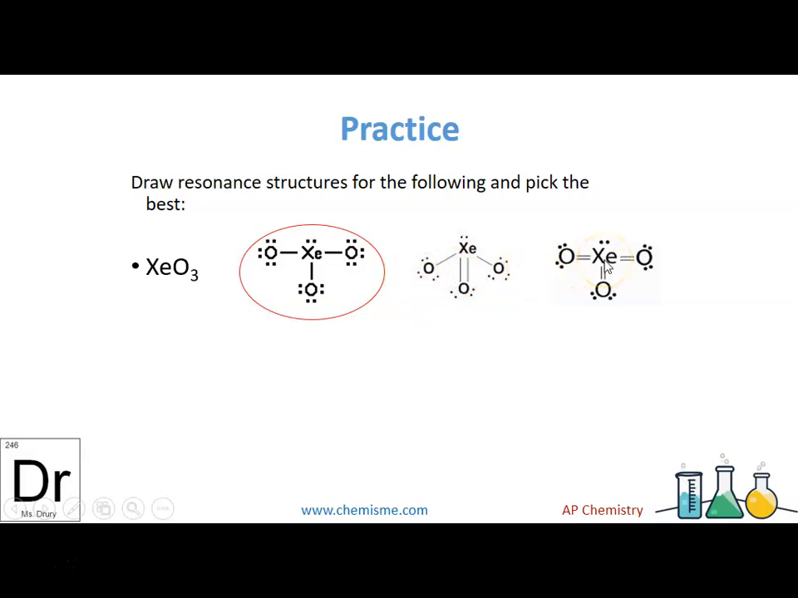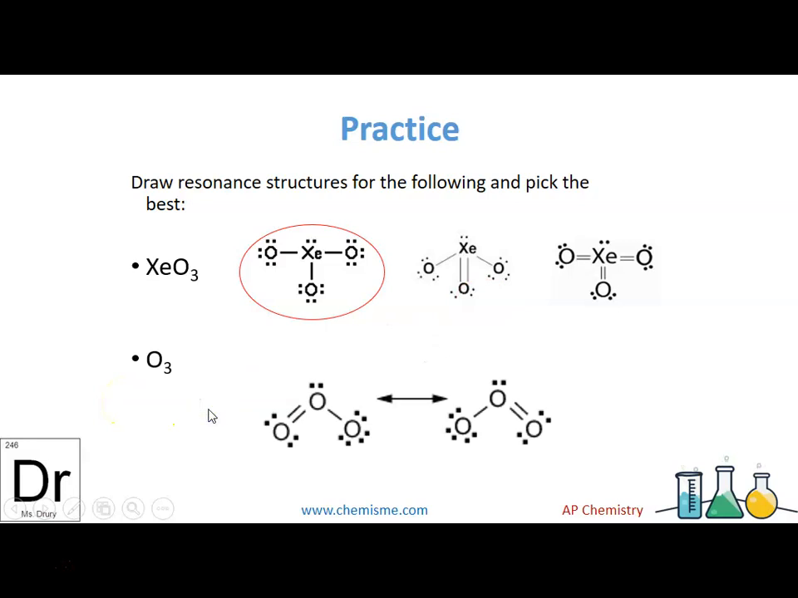Or here, xenon should have 8. It has 1, 2 dots, 3, 4, 5, 6, 7, 8 bonds. So it has 8, and all these oxygens have 6 like it should. 1, 2 per bond, and then 3, 4, 5, 6 for dots. So this has actually no formal charge, and so I would say this is the second best structure. Let's do it for ozone. Oxygens in a row.